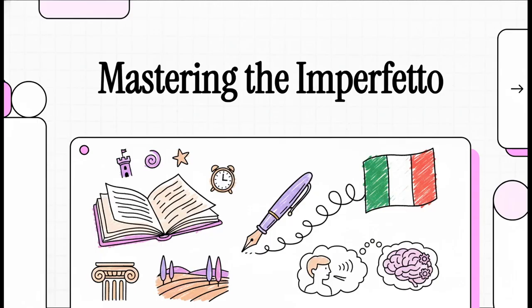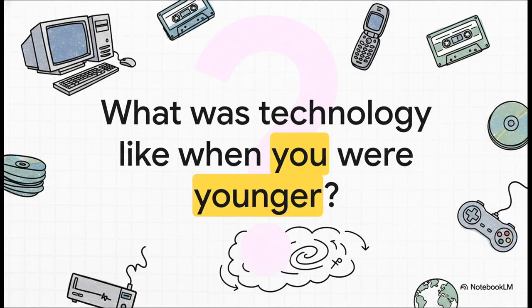You want to tell really vivid, colorful stories about your past in Italian, right? Well, to do that, you need to master one absolutely essential tense, the imperfecto. Okay, let's start with a memory.